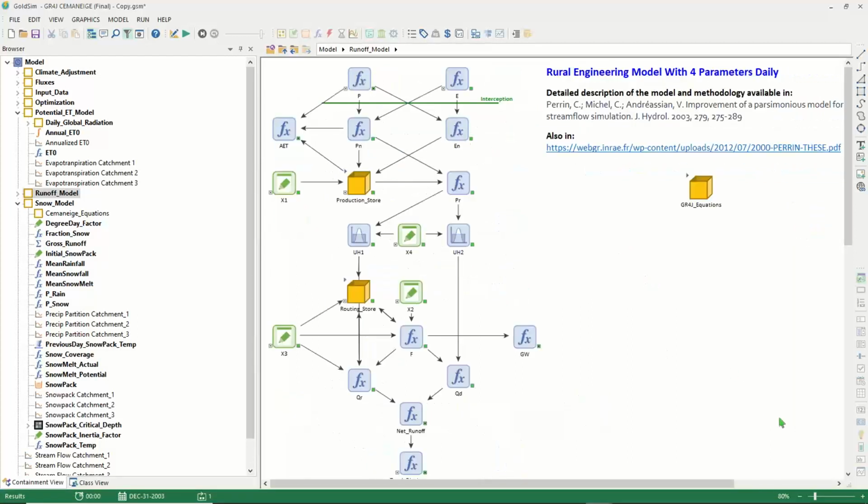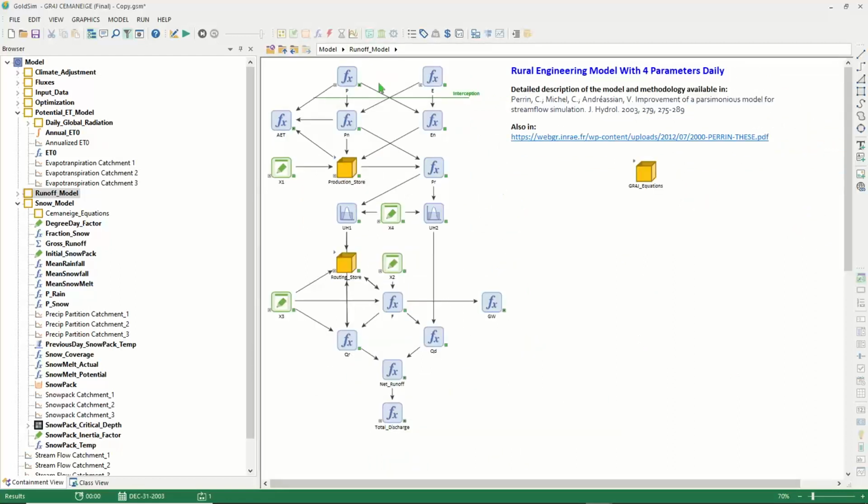I've kept the same nomenclature as in the literature if you want to check that model and see references. P is your gross runoff. E is your potential evapotranspiration. The first thing that happens is interception, and whichever is greater prevails. If your precipitation is greater than the evapotranspiration, then all your evapotranspiration will be satisfied by interception, and vice versa. And we're left with the net precipitation and net evapotranspiration.